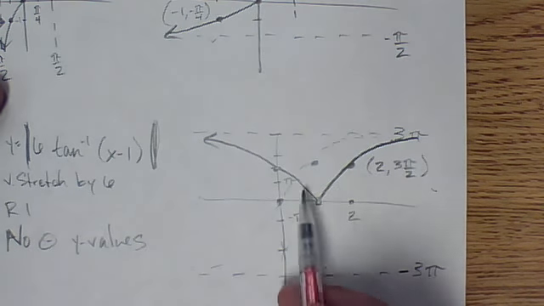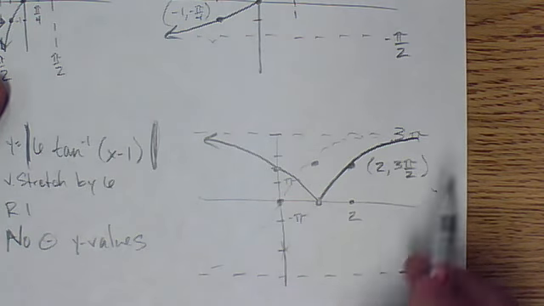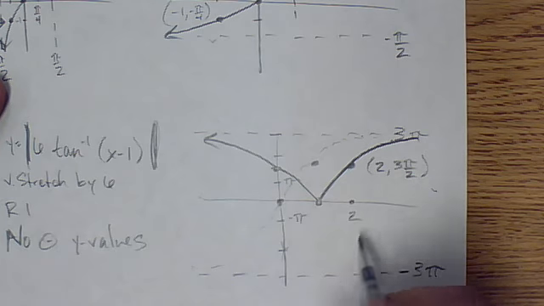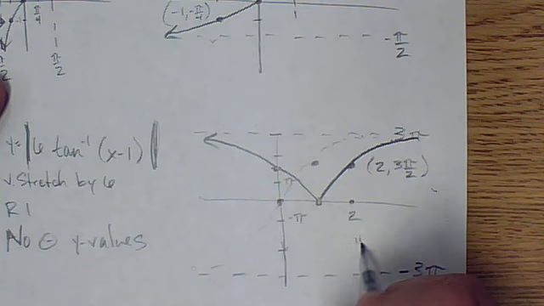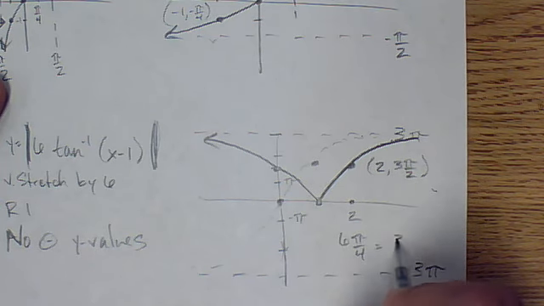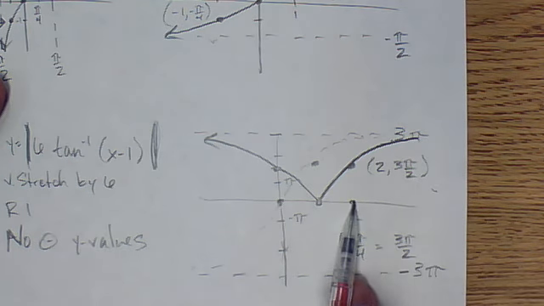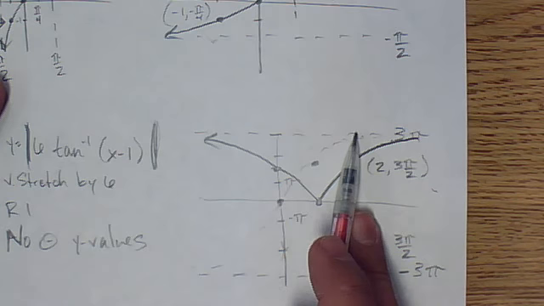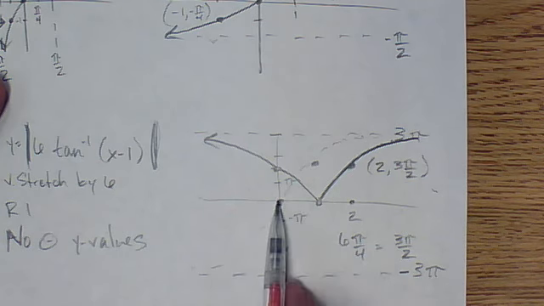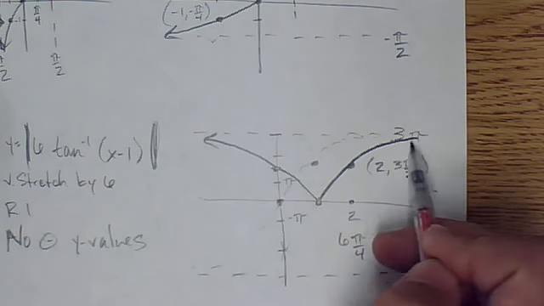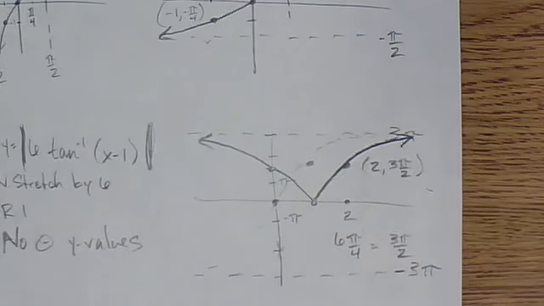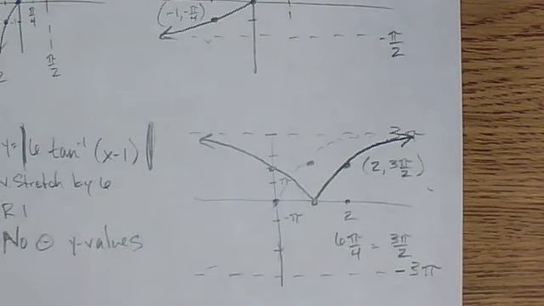Okay, the reason I knew that that was 3 pi over 2 is because the vertical stretch by 6, it was pi over 4, so when you take pi over 4 and you stretch that by 6, you get 3 pi over 2. Also because it's halfway between 0 and 3 pi. So there's your final graph for that one.